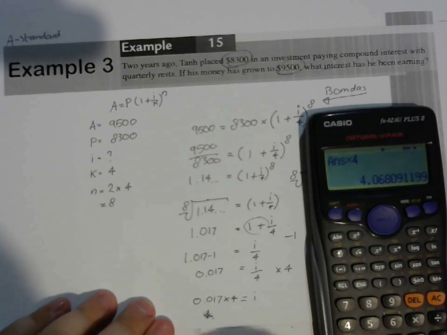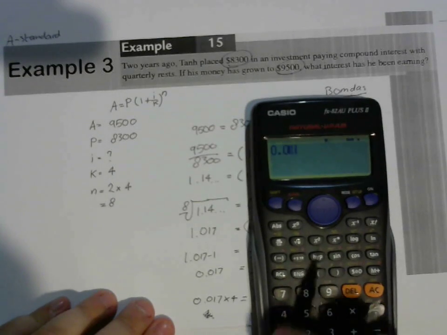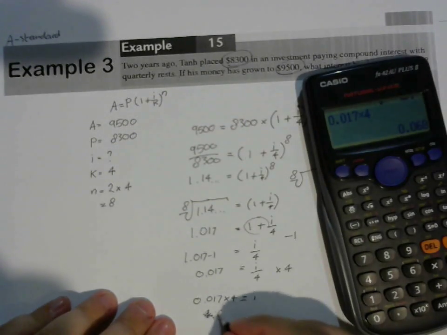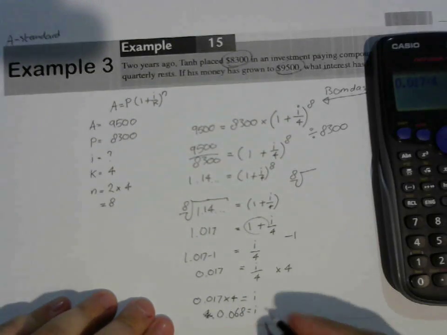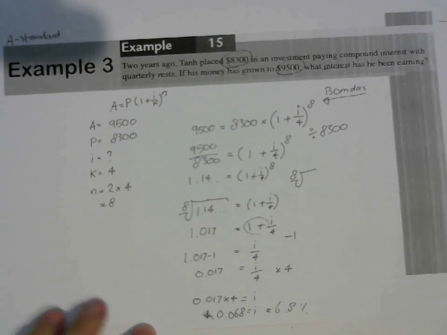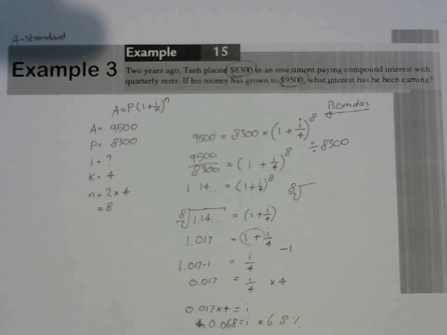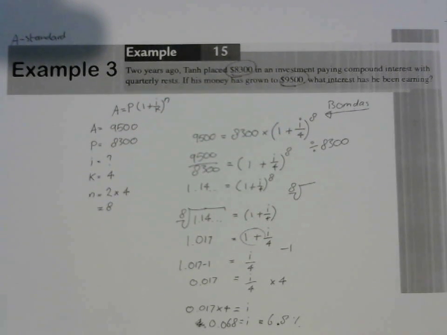What have I done wrong? I'll do that again. 0.017 times 4 equals, that looks a bit better, 0.068 equals I, which is the same as 6.8%. So the interest rate that Tan paid is 6.8% compound interest.